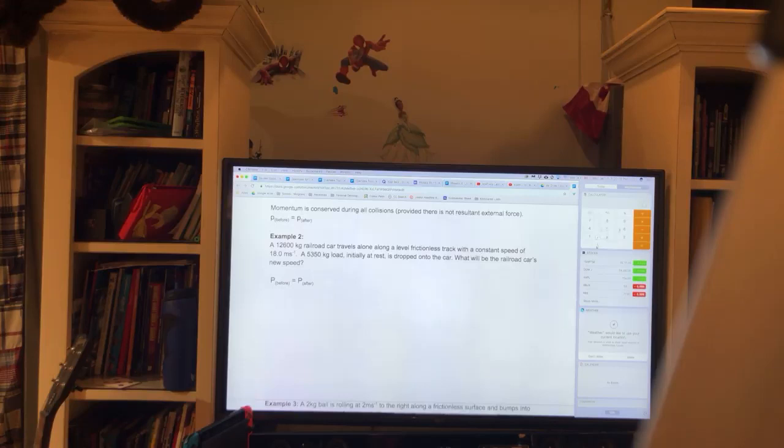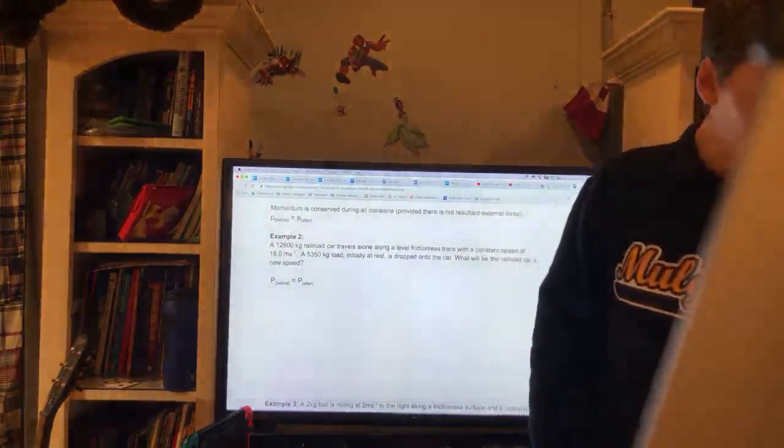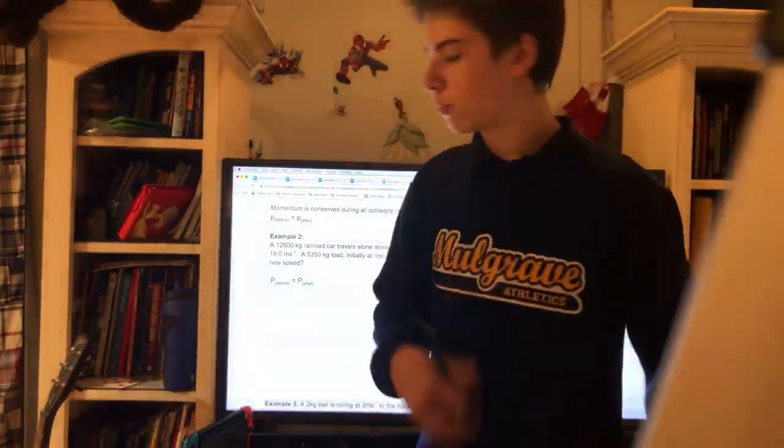So 12,600 times 18 would equal 226,800. I'd divide this number by the weight of the railroad car, which is 17,950. That would equal about 12 meters per second. So the velocity would end up being 12.635 meters per second. I hope you understood that, Kyle. Please tell me you did in the comments. That way my ego can be satisfied.